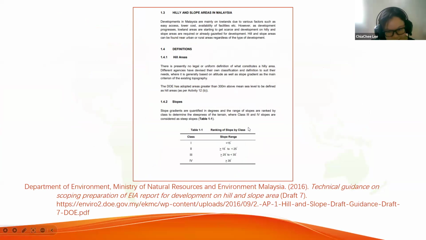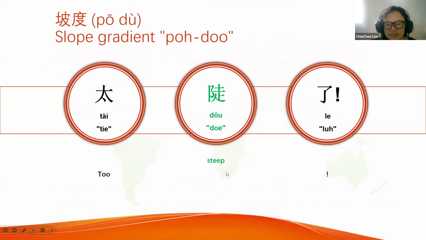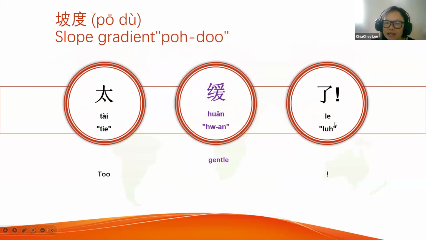So for me, what I'm concerned about is only whether the slope gradient is 太陡了, whether it's too steep. Because if 太陡了, that is 危险, it's dangerous. And I'm also concerned whether it's 太缓了. 太缓了 means, is it too gentle? If too gentle, maybe not good for construction. I'm not really sure. So why do we have to know this exclamation sentence structure?